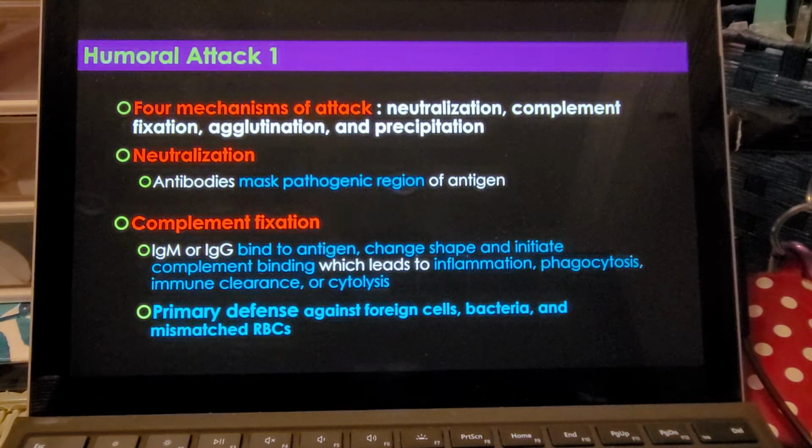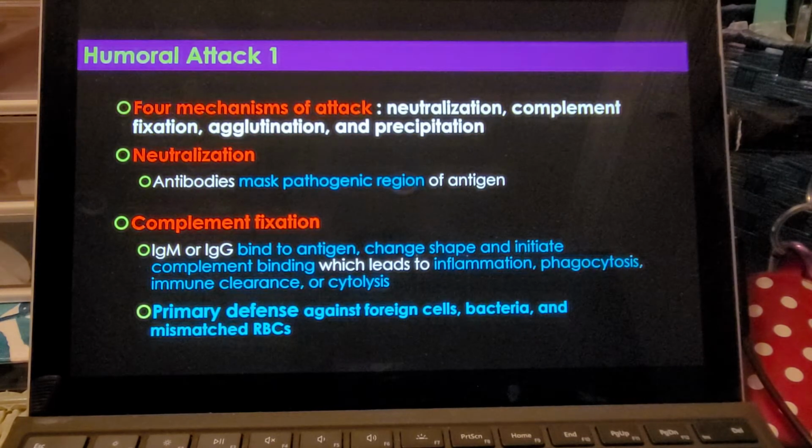So there are 4 mechanisms of attack for humoral immunity: neutralization, complement fixation, agglutination, and precipitation. We've already covered agglutination from our last section, by the way. Okay, neutralization. The antibodies will bind to what's called the pathogenic region of an antigen. For example, if you had an antibody against the COVID virus, it would bind to that spike protein that is needed for the virus to enter the cell. So basically you've put it in handcuffs, or made it not able to cause a disease response in your body.